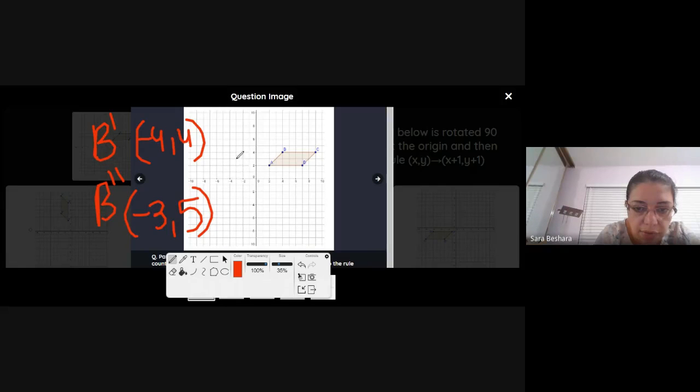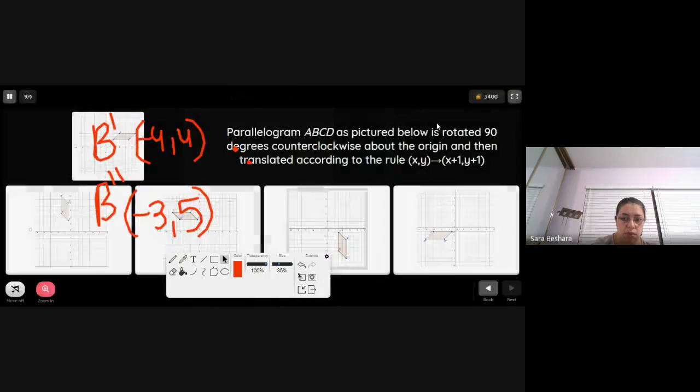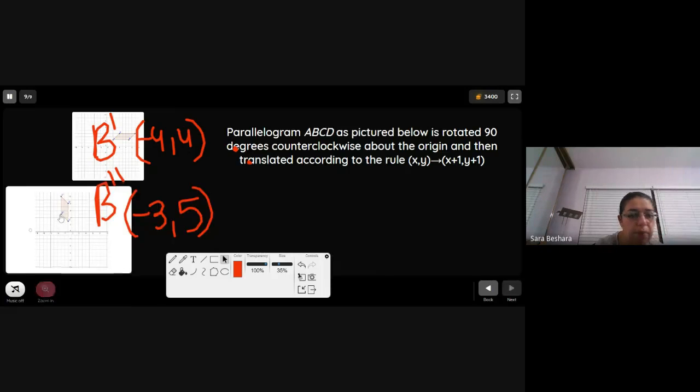(-3, 5). And then this one was here, (1, 3). So it's right there. So let's see which one's going to give us a B prime of (-3, 5). This one right here has a B of (-3, 5). So the answer is A.